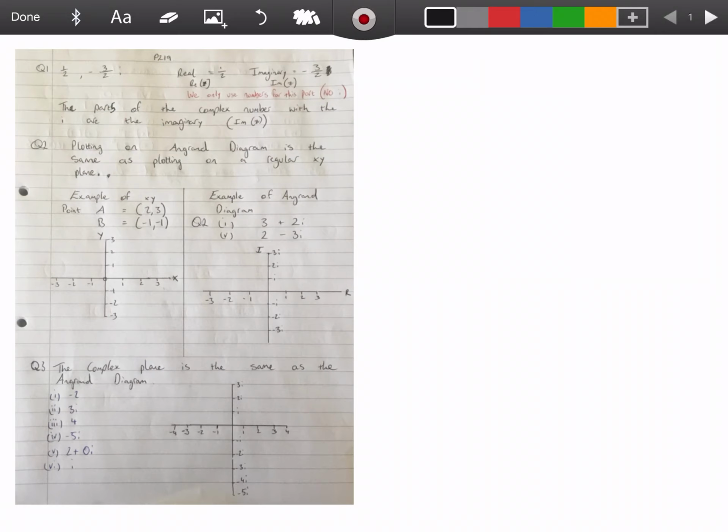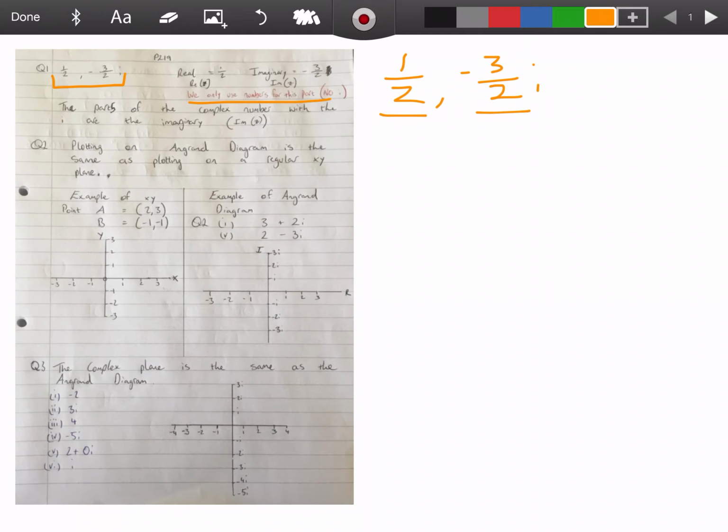So it's given to you in two parts, as you can see, and I've just done one as an example. We've got a half and minus 3 over 2i. All you're being expected to recognise is which is the real part and which is the imaginary part. And as I've written there, the imaginary part is the bit that's attached to i.